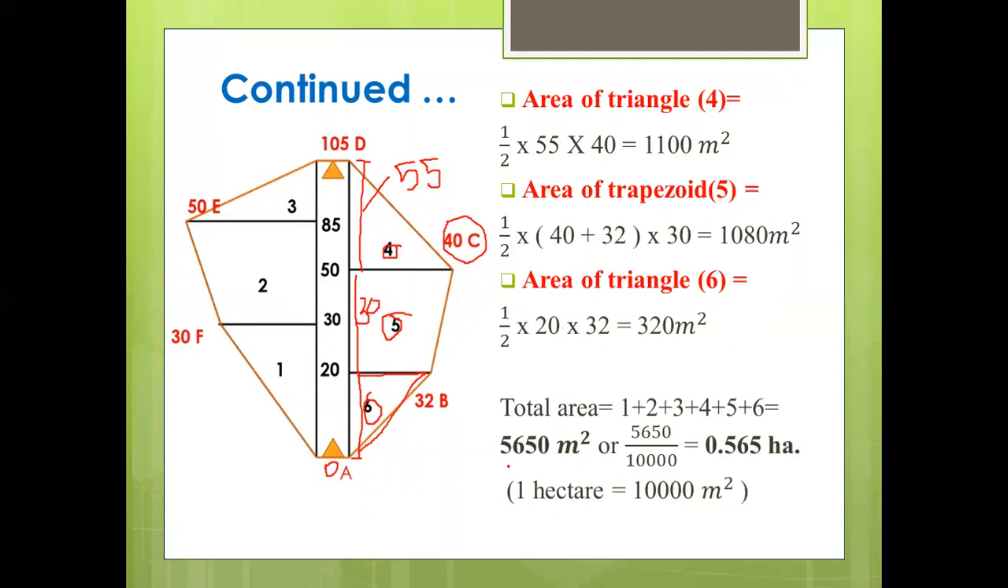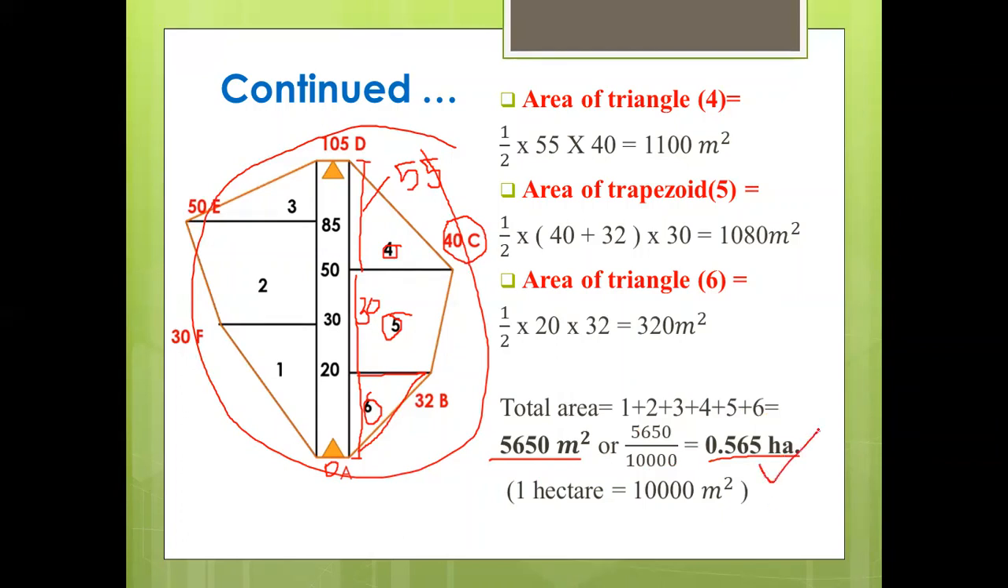And after that, we have to sum all these areas: first, second, third, fourth, fifth, and sixth. It will give the total area of this plot. So let's do that. We add them and get the total area, that is 5650 square meter. If we divide it by 10,000, then we will get this area in hectares. We know that 1 hectare is equal to 10,000 square meter. So we can calculate this area in hectares also.